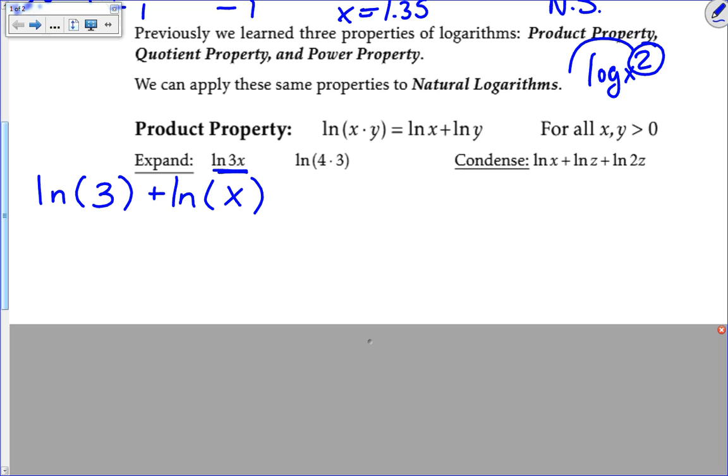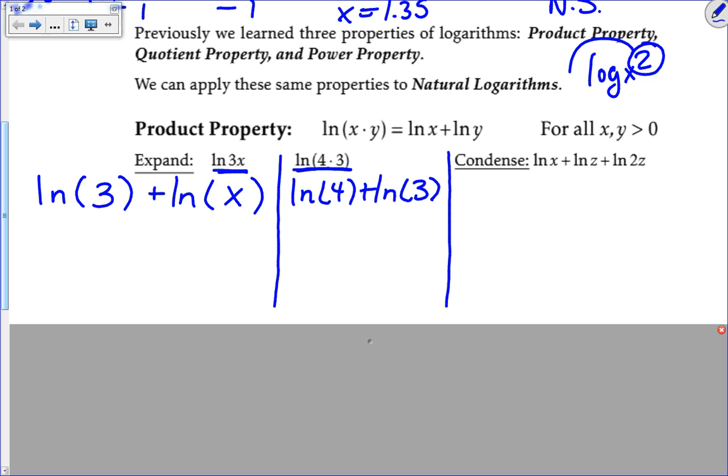So now let's say we wanted to tackle this one. ln of 4 times 3. What would we do? We want to break this up into more than one natural log. ln of 4. That's right. That's all we got to do. Okay? And we can leave that as it is.